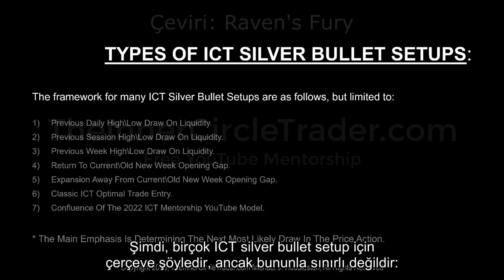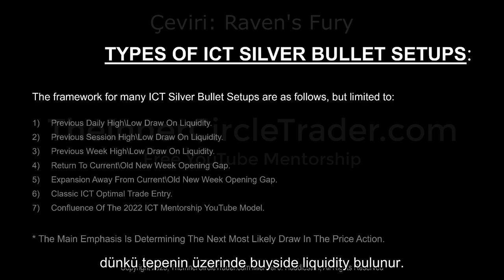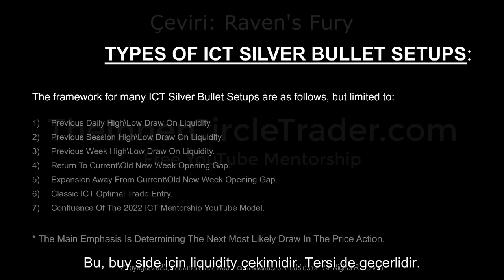Now, the framework for many ICT silver bullet setups are as follows, but they're not limited to: previous day high or low, draw on liquidity. Meaning, yesterday's high, if we're bullish, there's going to be buy stops or buy side liquidity resting above that. We would be looking for a run to previous day's high. That expansion is the draw on liquidity for buy side.